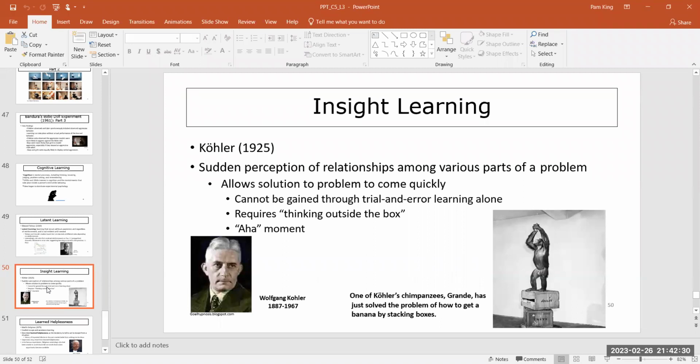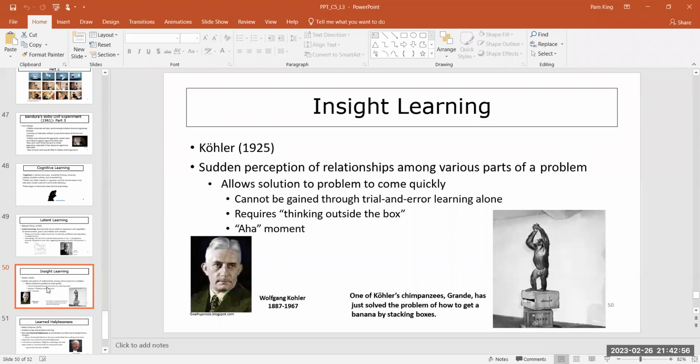What Kohler did to demonstrate this theory of learning is, as you see in the picture, he used chimpanzees, put them in one by one in an empty room, hung their food from the ceiling out of reach.